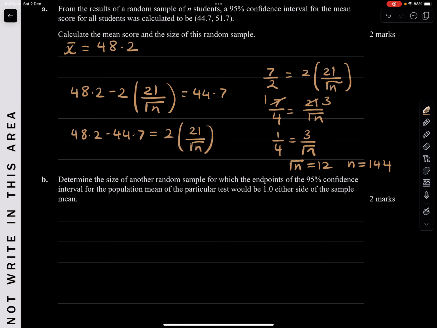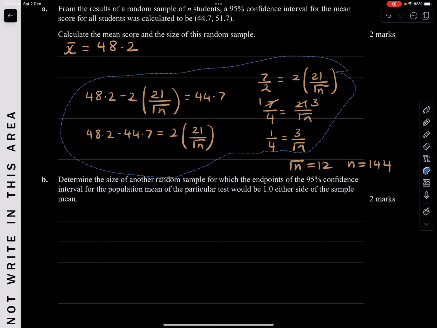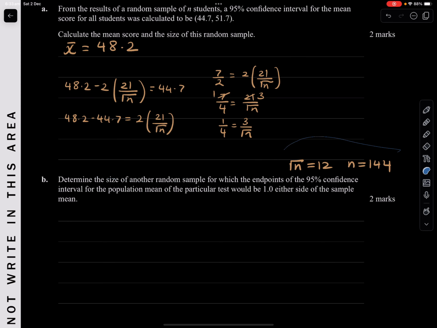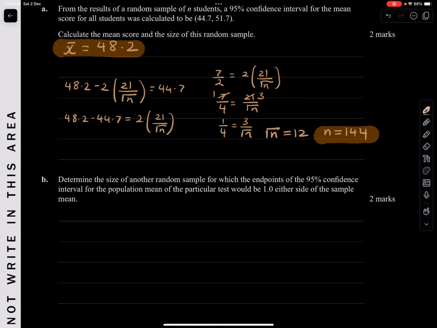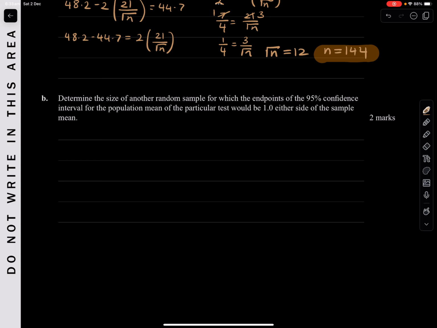Nice. Let's put all this over here, and let's write this down here. So your n value is 144, and this is your mean value. Done.